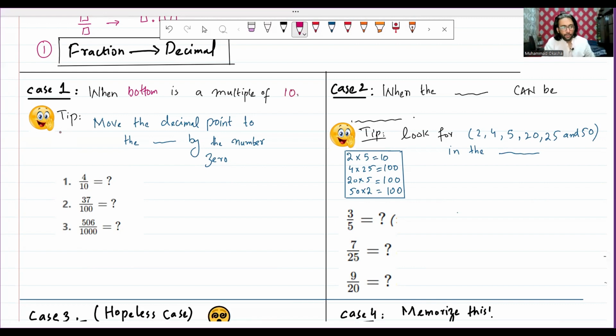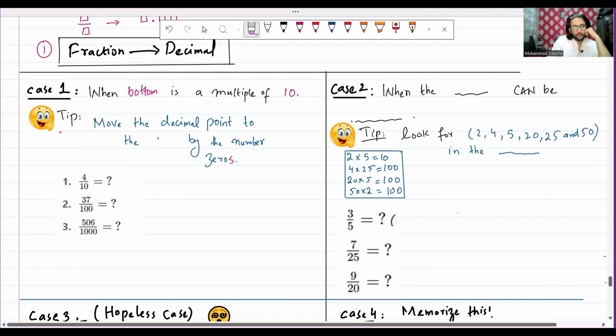Move the decimal point to the left by the number of zeros. Okay, so I think this is simple. Take 4 divided by 10. Move the decimal point. Right now the decimal point is over here. I'm moving the decimal point to the left, so it'll be 0.4.